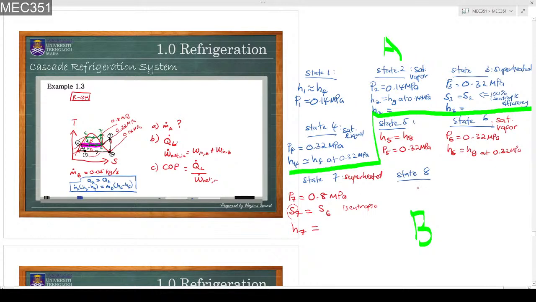And finally, for the state 8, P8 still 0.8 MPa because it is located at the highest pressure line, and its state is saturated liquid. And then you have to find the H8 is equal to enthalpy at saturated liquid, HF, at 0.8 MPa. Okay.